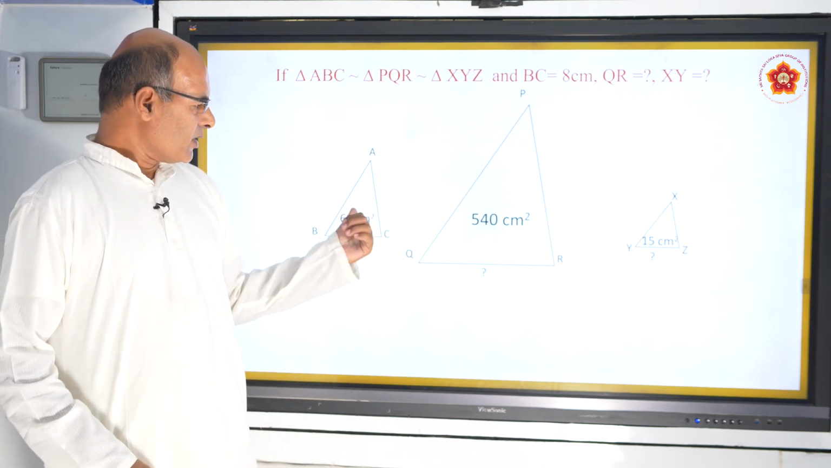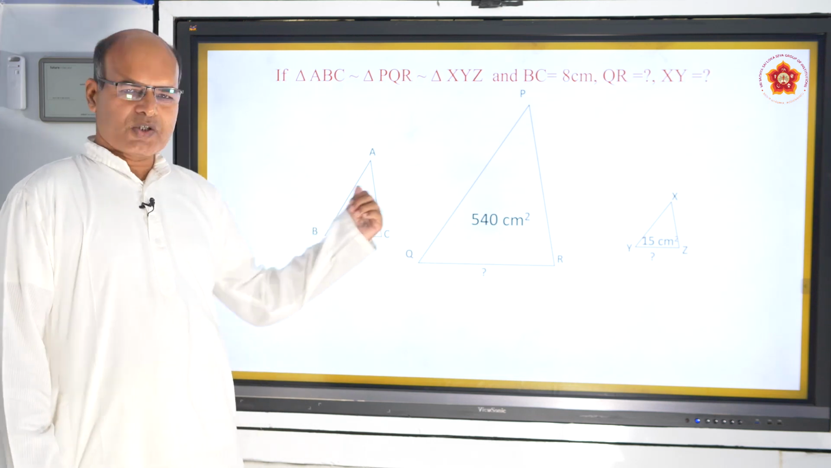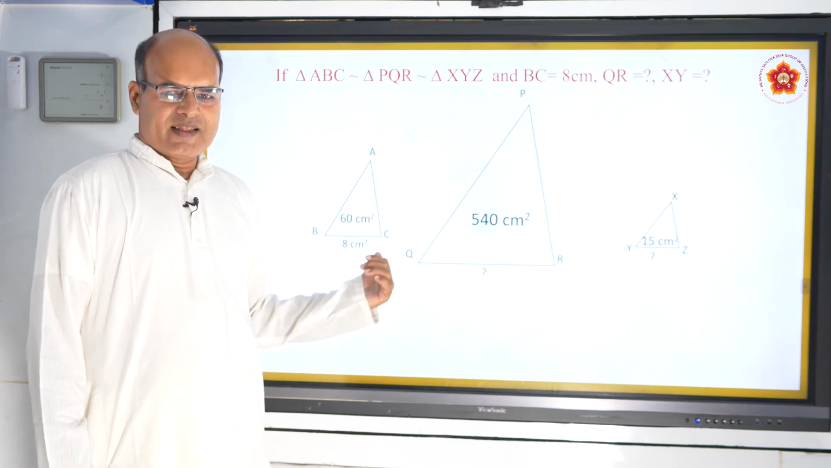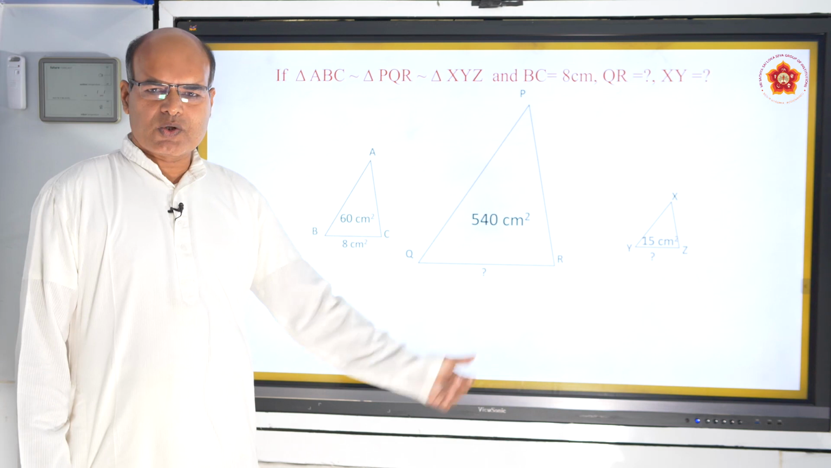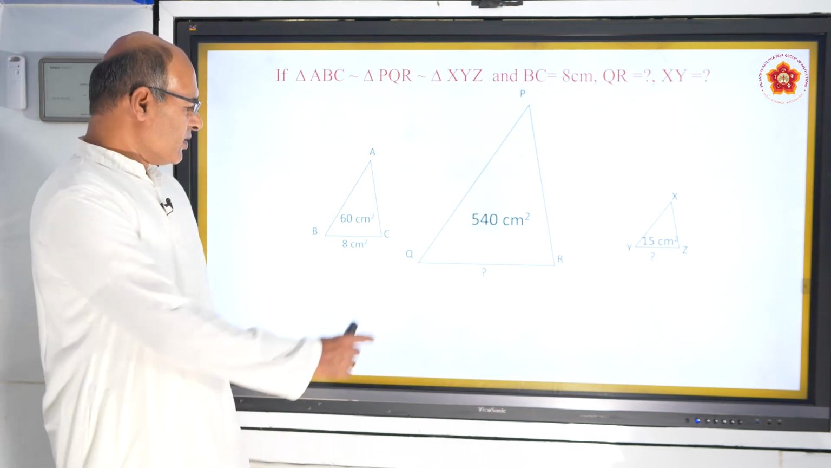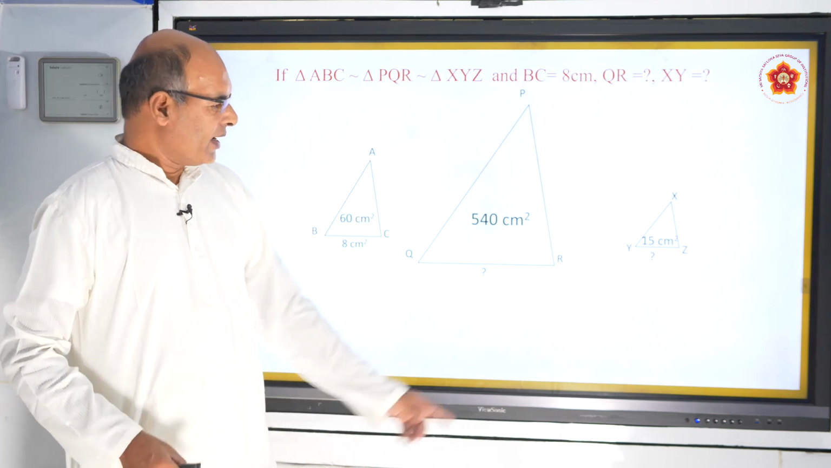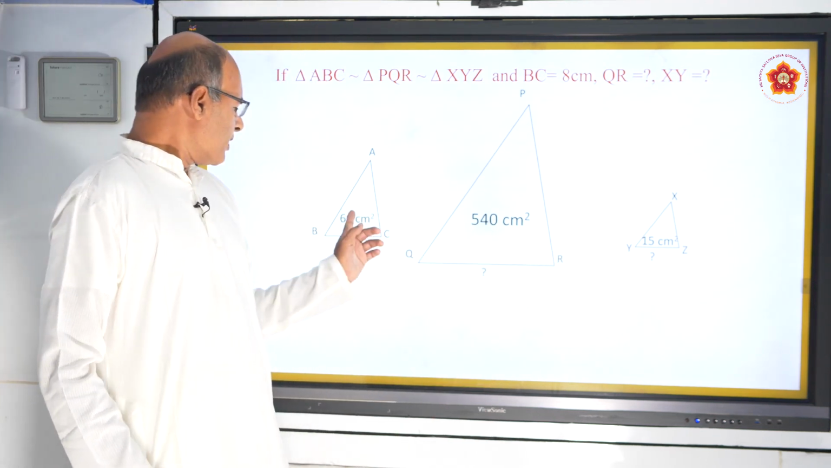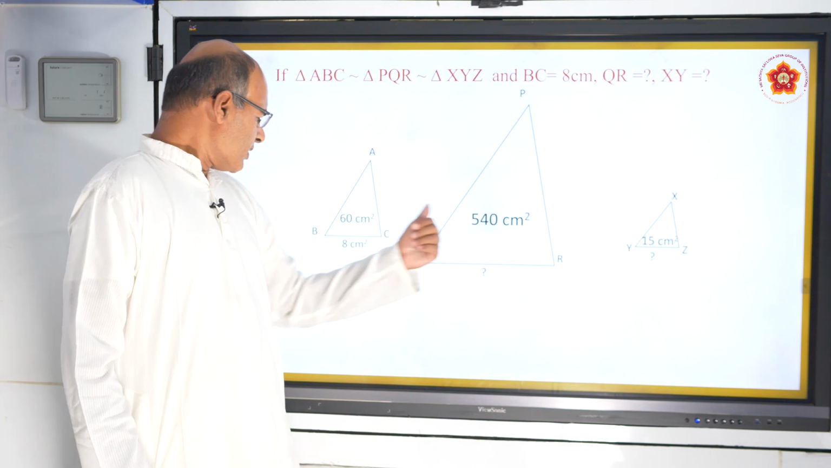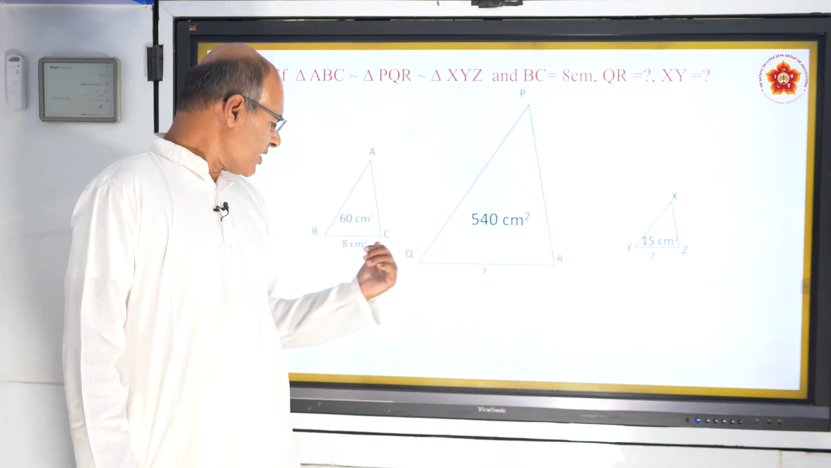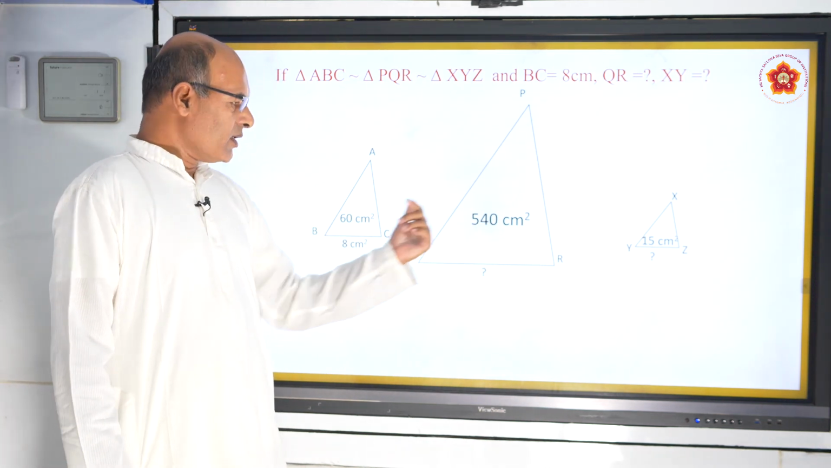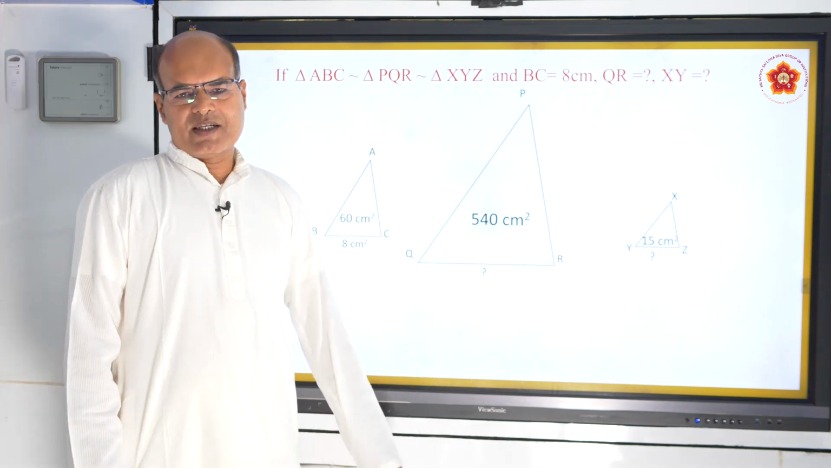If the areas of triangles are in the ratio 1:9, then their corresponding sides are in the ratio 1:3. So here QR is 8 times 3, which is 24 centimeter. And for YZ, here the ratio of areas is 4:1. Therefore, the corresponding sides are in the ratio 2:1. That is 4 centimeter. YZ is 4 centimeter.